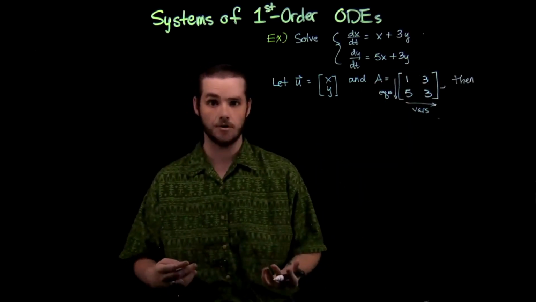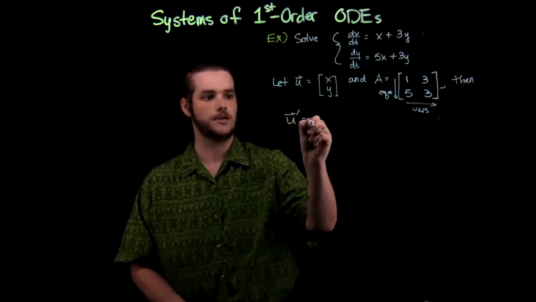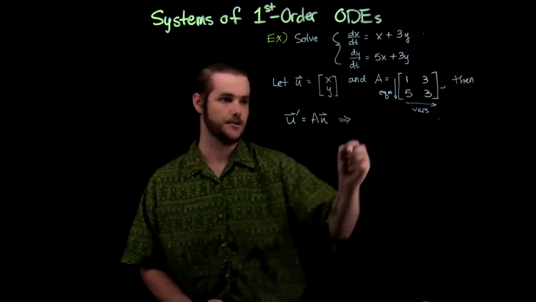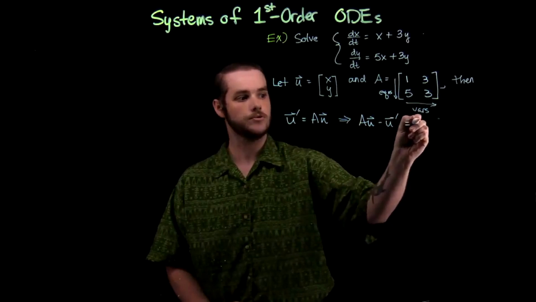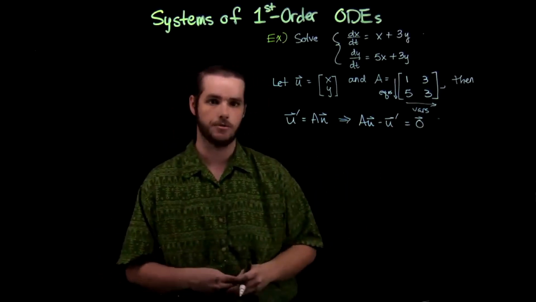Now I'm going to compact all of this into the matrix form of the equation, which is u prime equals Au. I'm going to move everything to one side and write Au minus u prime is equal to vector 0. Remember, this is a vector equation.